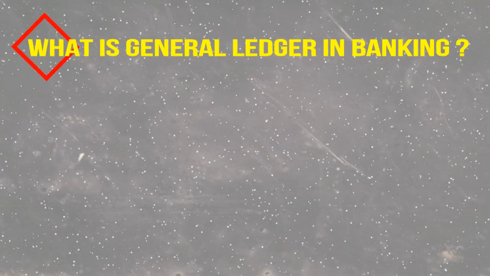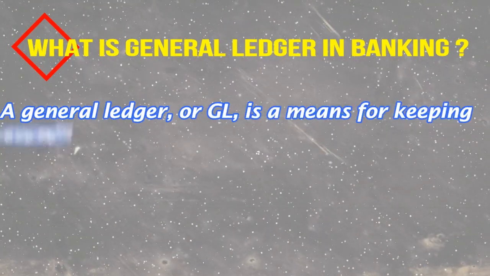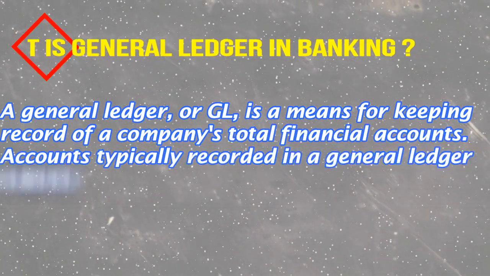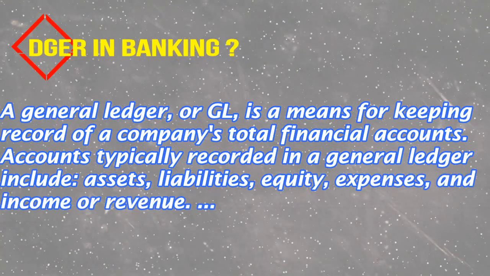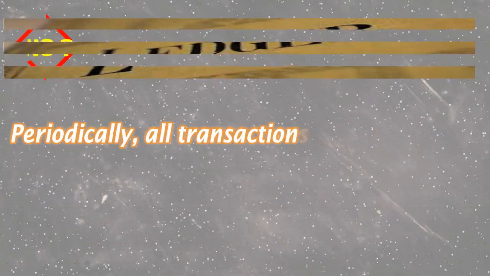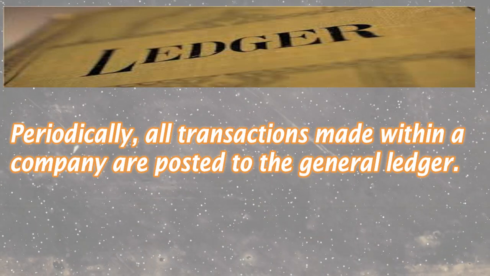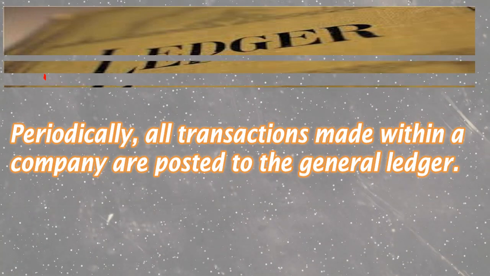Now, another question is, what is general ledger in banking? A general ledger or GL is a means for keeping record of a company's total financial accounts. Accounts typically recorded in a general ledger include assets, liabilities, equity, expenses, and income or revenue. Now, periodically, all transactions made within a company are posted to the general ledger.